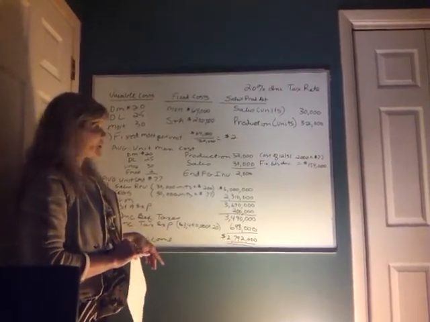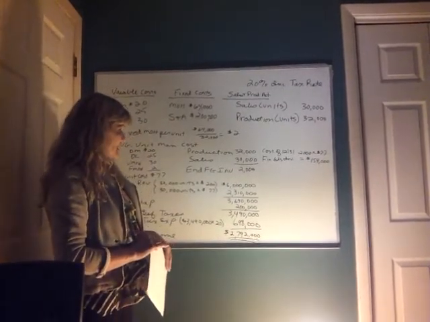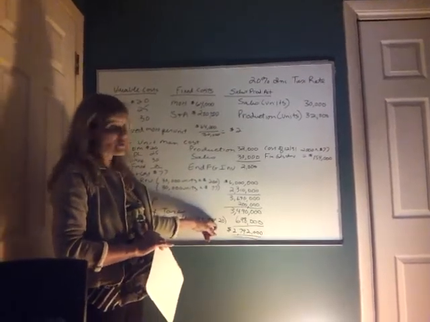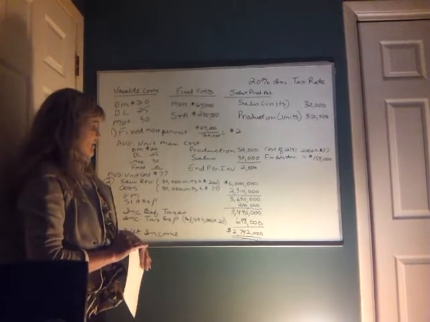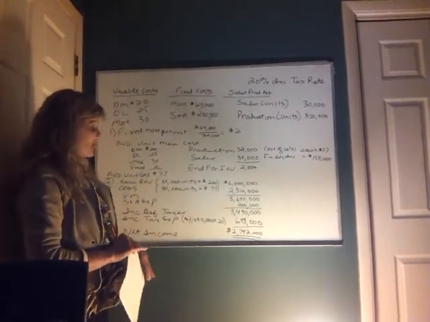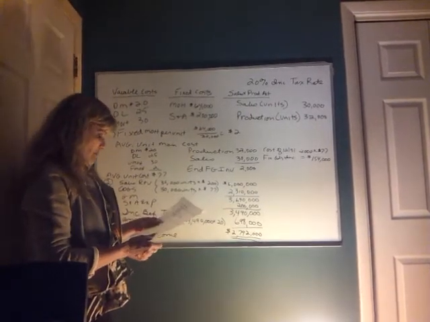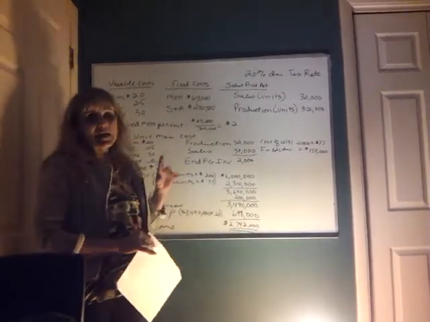Then we have to determine our income tax expense. We take that income of 3,490,000, multiply it by our 20% income tax rate, which would be 0.2. That gives us 698,000. We subtract our income tax expense from our income before taxes to arrive at our net income, which is 2,792,000.